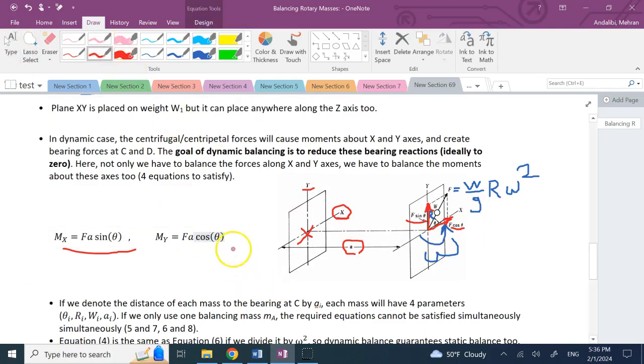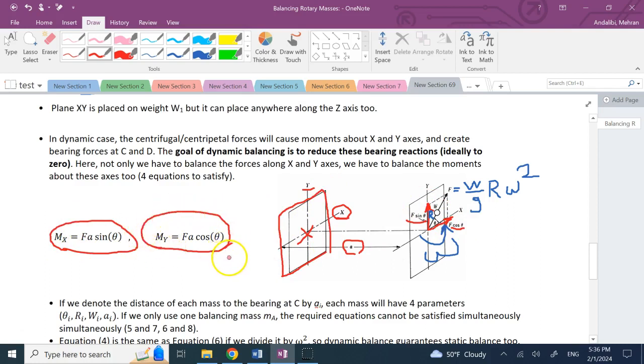It has FA times cosine theta here. Okay? So not only do you have to make some fx and some fy equal 0, also on one selected plane, you need to make sure that total mass x and total mass y also equal 0, because if you don't, then in order to cancel those, you need to have these big bearing forces.